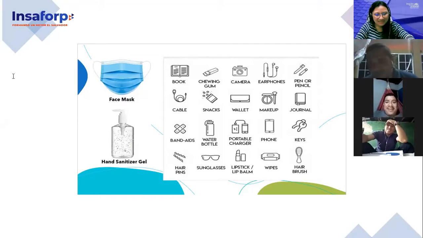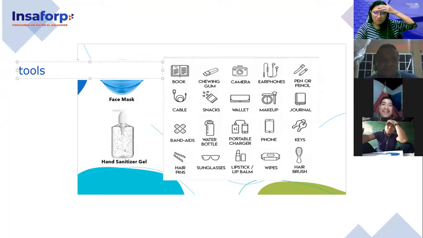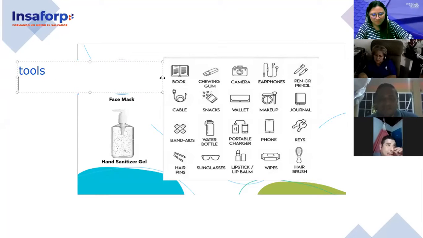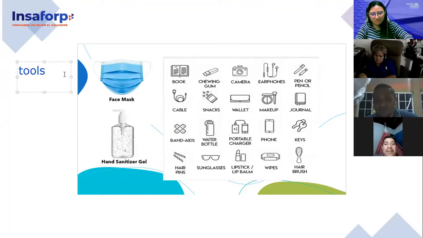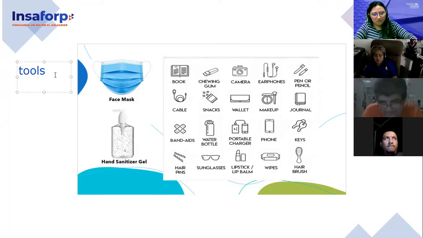Me encanta eso. ¿Saben qué es eso? Tools. Herramientas, ¿no? Sí, mis herramientas, dijo. De trabajo, ¿verdad? Tools. ¿Qué más andan? Tell me. Bible. Books. Books ya está ahí en mi lista. ¿Qué más pueden andar? Books. Clips. Cable. Clothing.